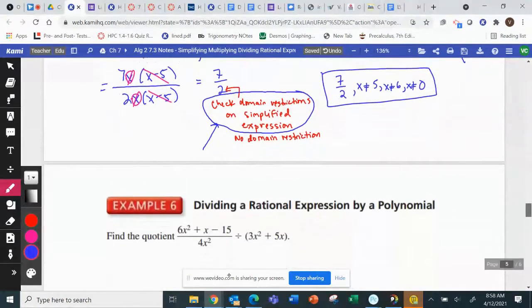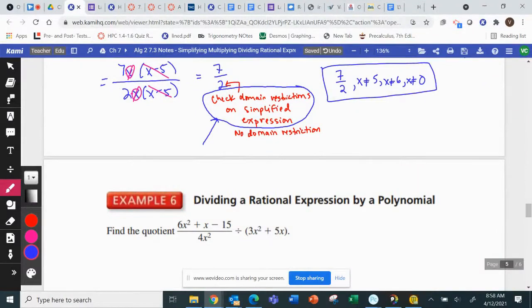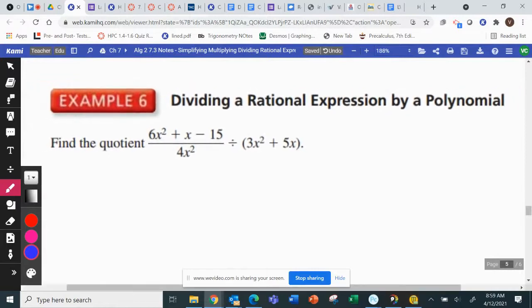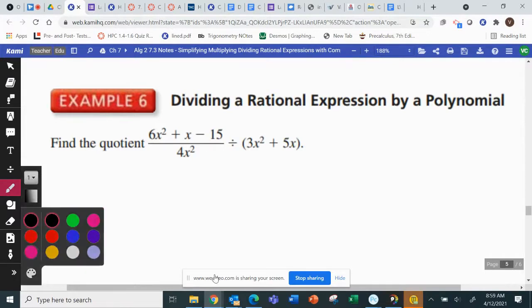So we do another example. Dividing rational expressions. This time it's by a polynomial instead of a fraction. So first thing we're going to do, any guesses? Factor. We're going to factor first. That's going to be a common pattern you're going to see in this entire chapter. So, okay, factor first.